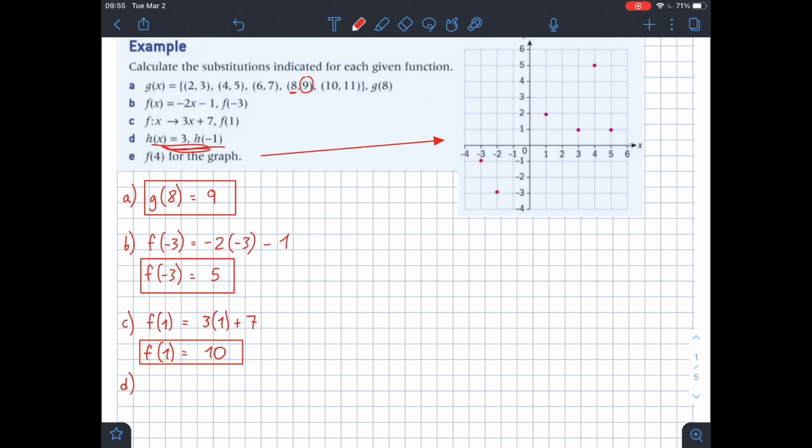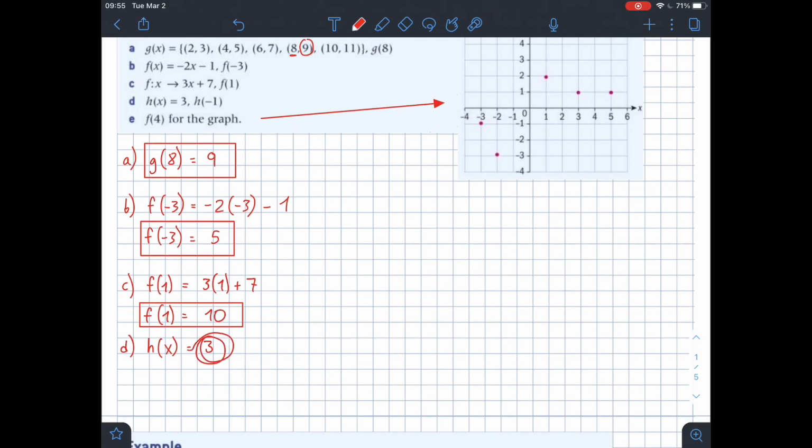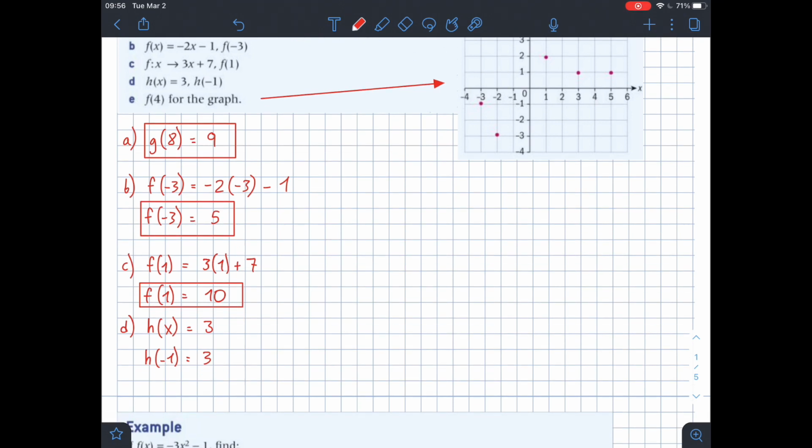Then for part D, it says h of x is equal to 3. Find h of negative 1. Okay, this is a tricky one. Because take a look. If h of x is equal to 3, you see that there's no independent variable here. There's no x right here. So what would be the value of h of negative 1? When x is equal to negative 1, what would be the value of y? And we would see that h of negative 1 is still equal to 3. Why? Because there's no x, right? So it doesn't matter what value of x I input, the output will always be the same, equal to 3, right? Because there's no x in my function.